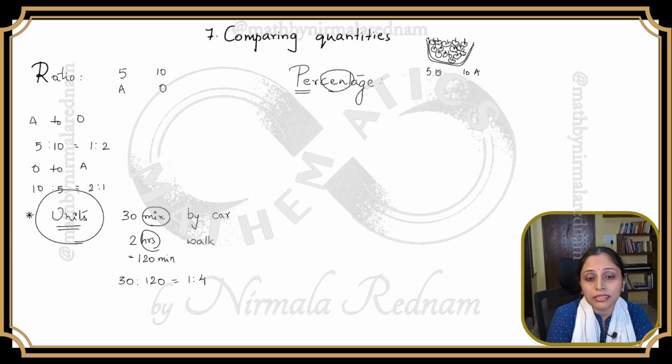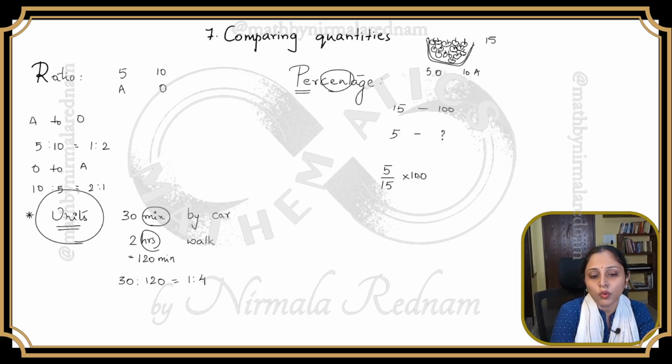Now, if they say, what is the percentage of oranges? What we are saying here is, total in the basket, I have 15 fruits, right? So this 15 is the same as 100. If this 15 is equivalent to 100, then 5 oranges is equivalent to how much? So that will give me the ratio 5 by 15 into 100. This is how you are going to calculate the percentages.